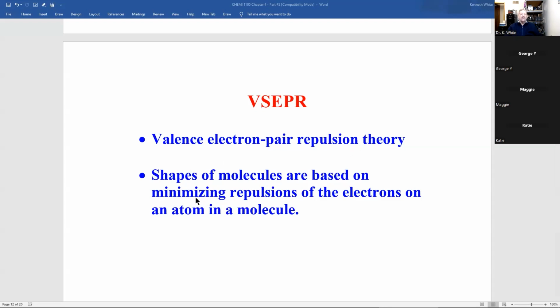And this is a theory that the shapes of molecules are based on minimizing repulsions of electrons in an atom of a molecule. Guess what electrons those are? Yep, the valence electrons.